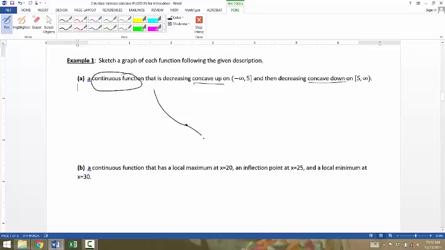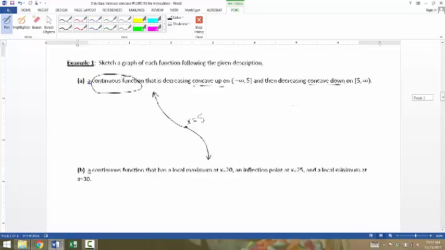then concave down, decreasing. Put little arrows at the end, and this point right here where it changed concavity occurs at x equals 5, where we have an inflection point. Decreasing concave up, then decreasing concave down.